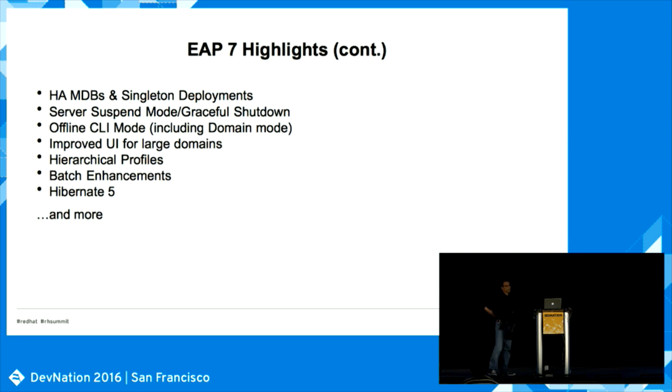Something else we did was the offline CLI mode, which, if you're familiar with EAP, there's a way to run the server in administration mode, which means don't run services. But still, the server has some open ports and so on. So then you change the configuration and you restart it. Now you can do something similar, but without actually the server doing anything.